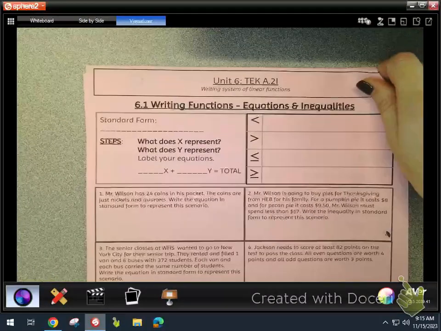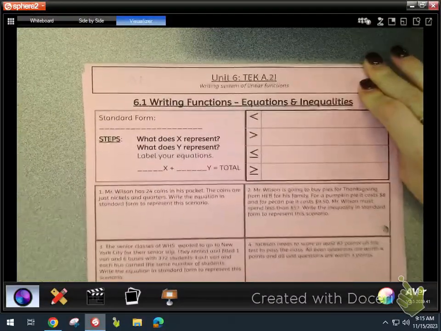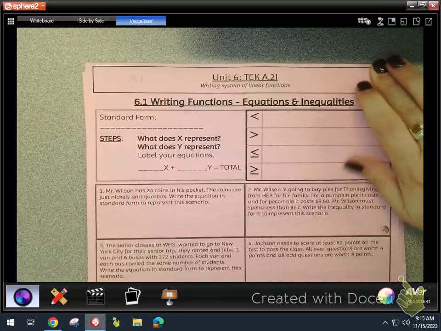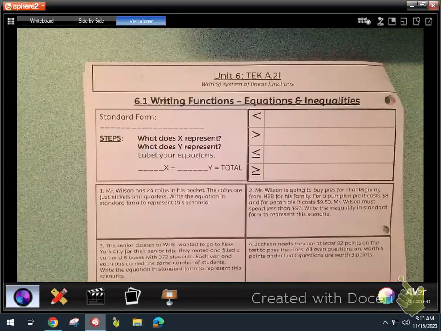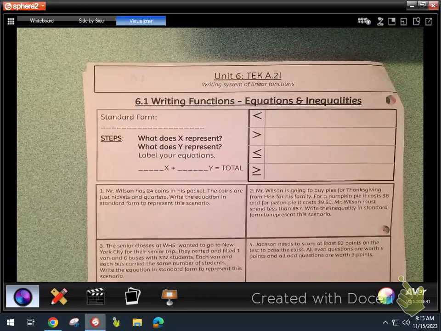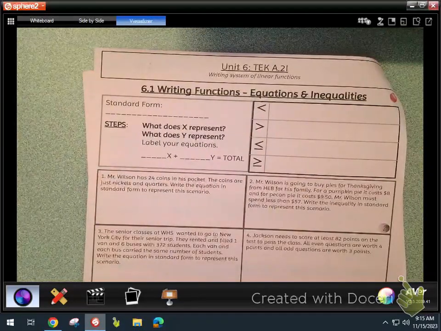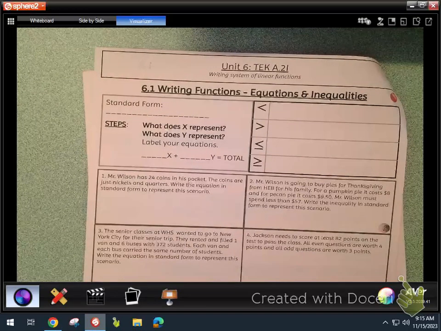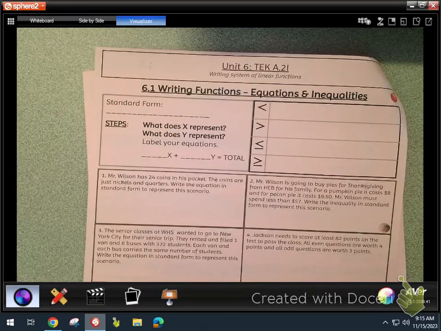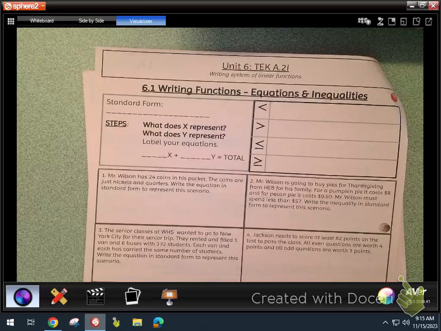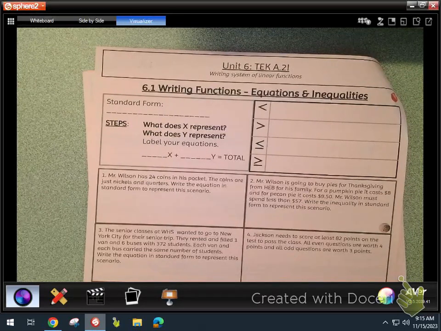All right, let's go to page 2. We are going to start on page 2. Page 2 is not a system. We're going to be writing one equation or one inequality just to get our brains warmed up with this, kind of see how it works, and then we're going to jump into 2 for our last page of notes, okay? So on page 2, on this first guide, we're going to be writing equations and inequalities in standard form, okay?